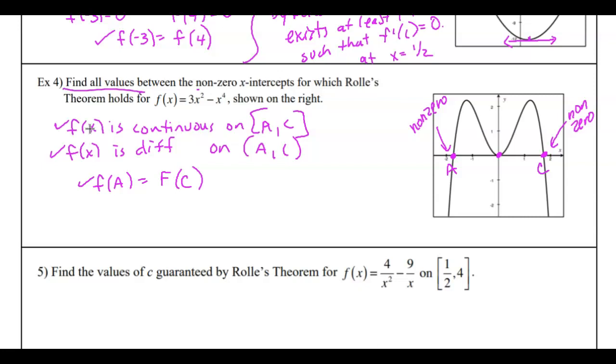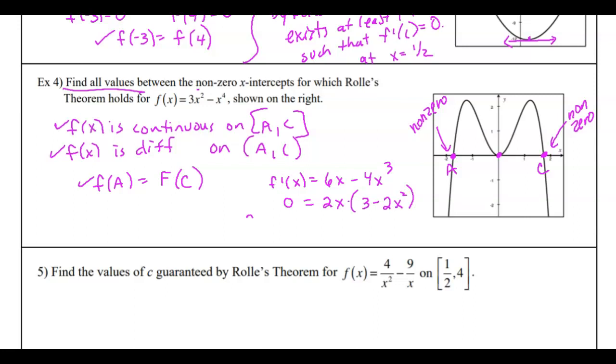find them. So f prime is 6x, just a power rule, minus 4x cubed. I'm going to set this equal to 0. You want to show that on your paper. We'll factor out a 2 and an x. So 3 minus 2x squared.